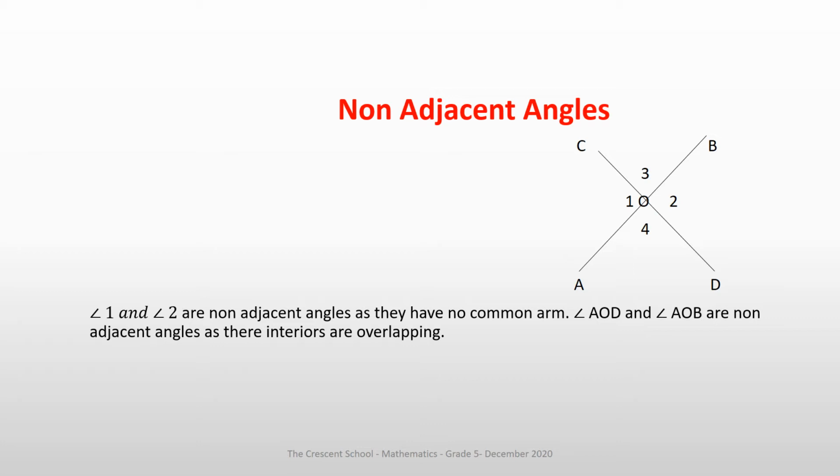Angle 1 and angle 2 are non-adjacent angles as they have no common arm, and angle AOD and angle AOB are also non-adjacent angles as their interiors are overlapping.